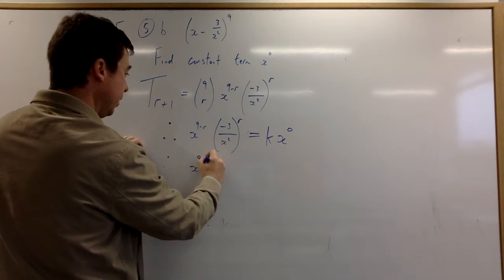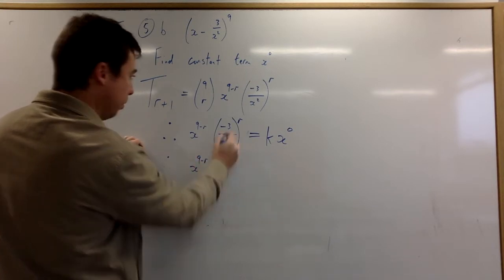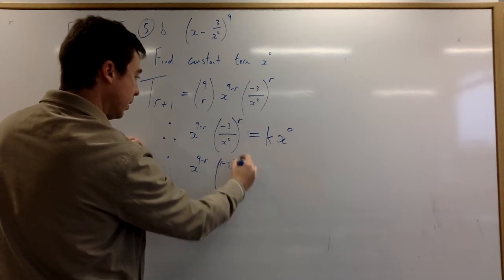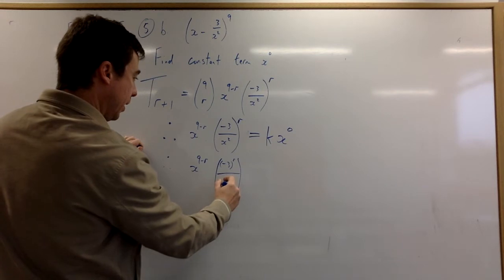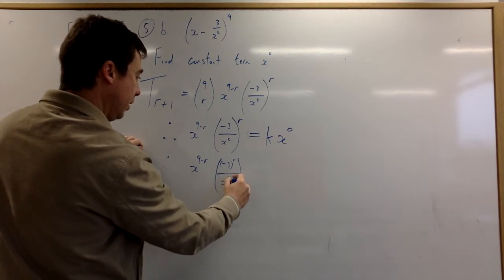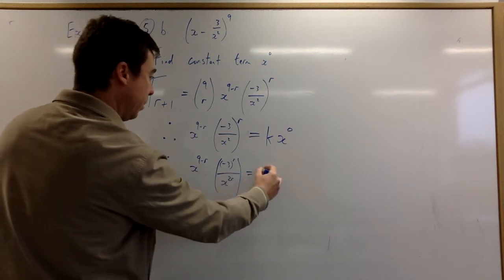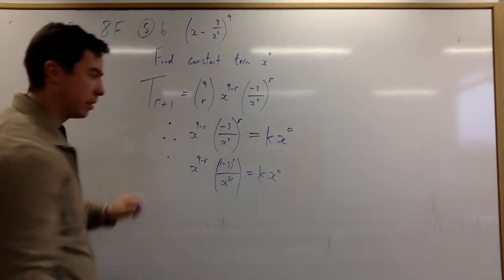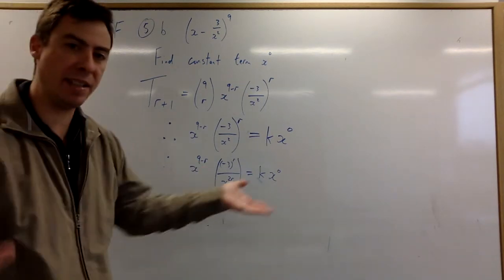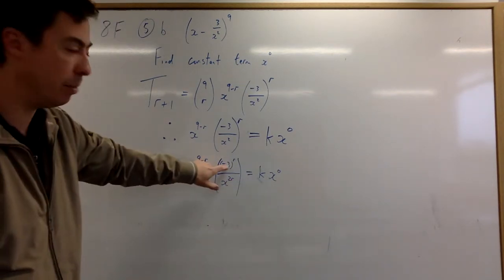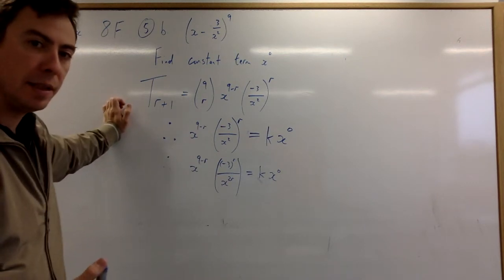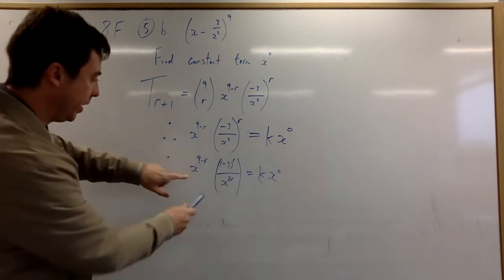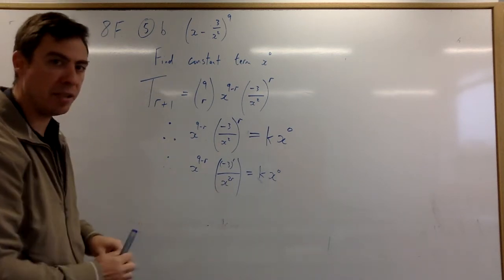x to the 9 minus r times minus 3 to the power of r, all to the power of r, and x to the power of 2r has to be giving me something, x to the 0. I'm just using k to show that there is some number there, from the minus 3. But really I'm ignoring that. I'm just interested in the x's. So I'm going to zero in on that for a minute.